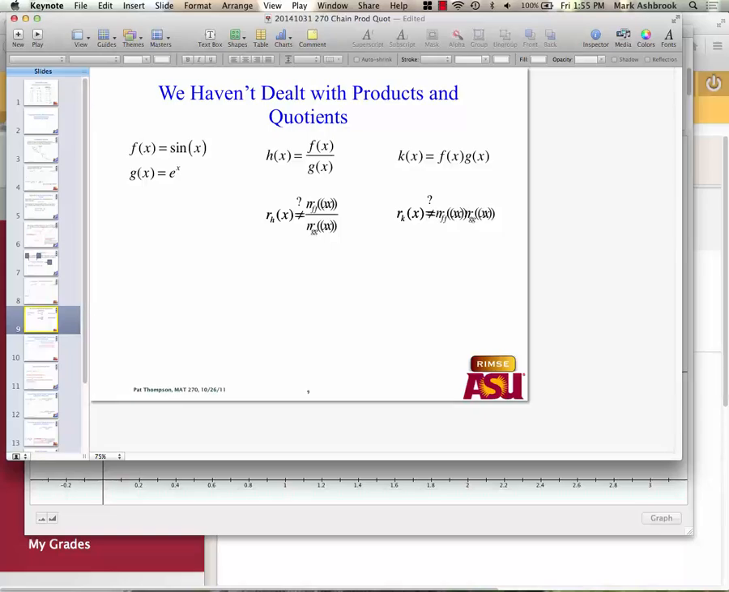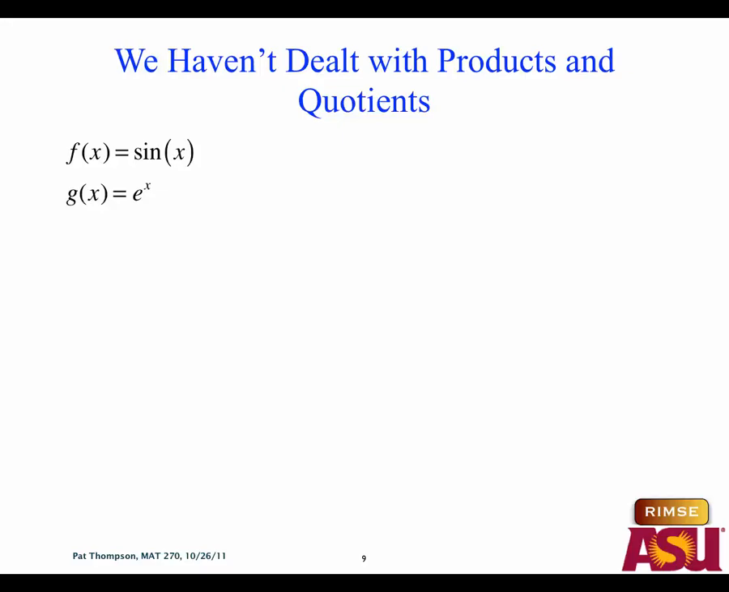Okay, so we have not dealt with products and quotients. So here's two functions, f and g. We can make two new functions. One by making a quotient of those two, so we could take sine divided by e to the x and make a new function. We could take sine times e to the x and still make another function. So what about the rate of change?